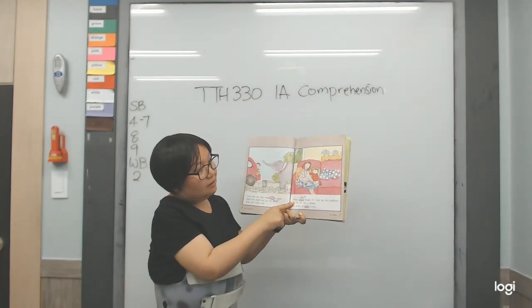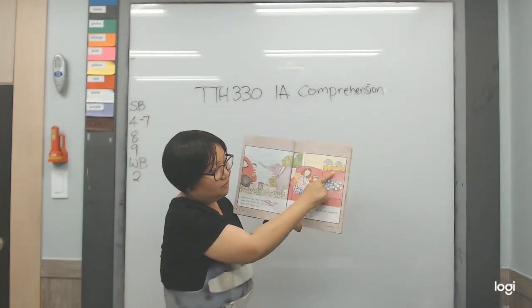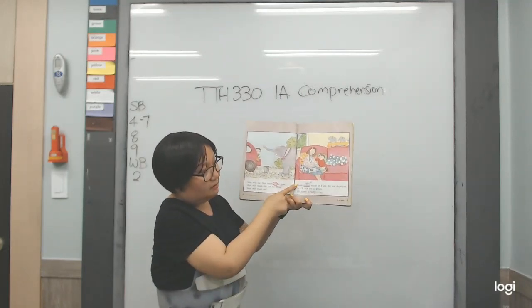Alright, so where do you see the girl and the mom? In the living room, right? So let's read the last part, everybody.